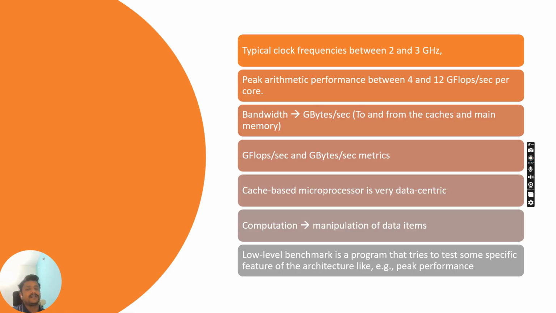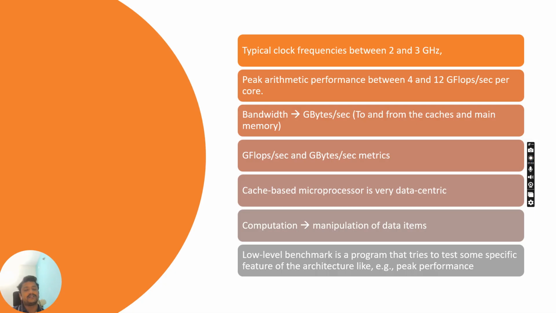The gigabytes per second is nothing but the data which is to and from the cache and the main memory. How much time it will take for the generation and transformation of that particular data, and how much data has been transferred. Now we have gigaflops and gigabytes as metric unit values. Then we have cache based microprocessor, as it is very data centric.